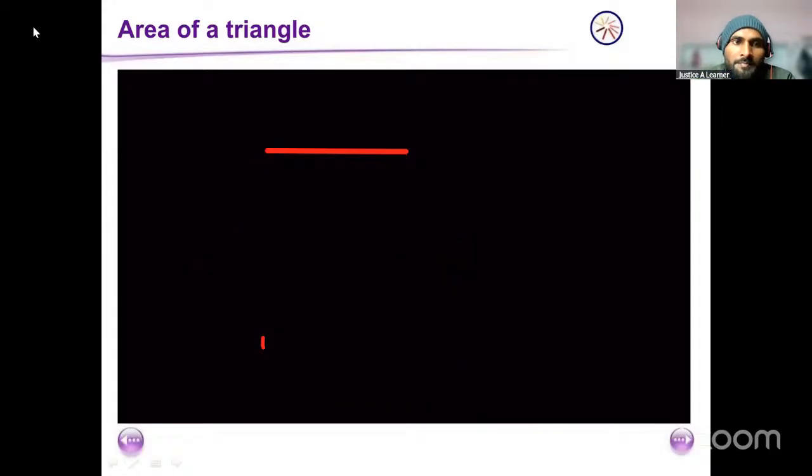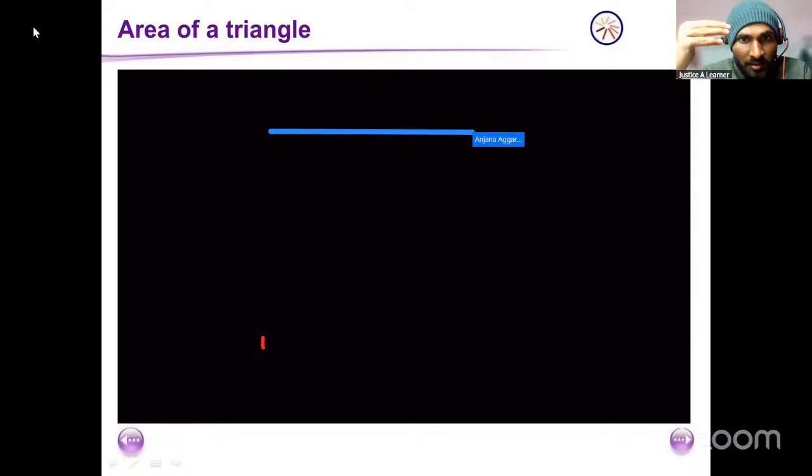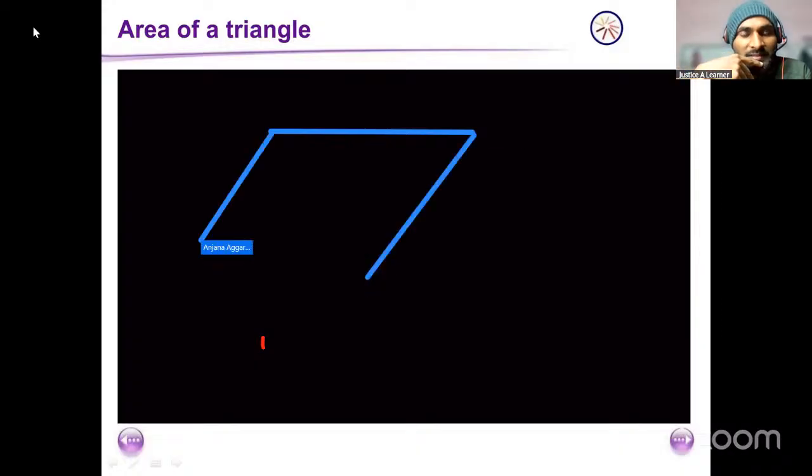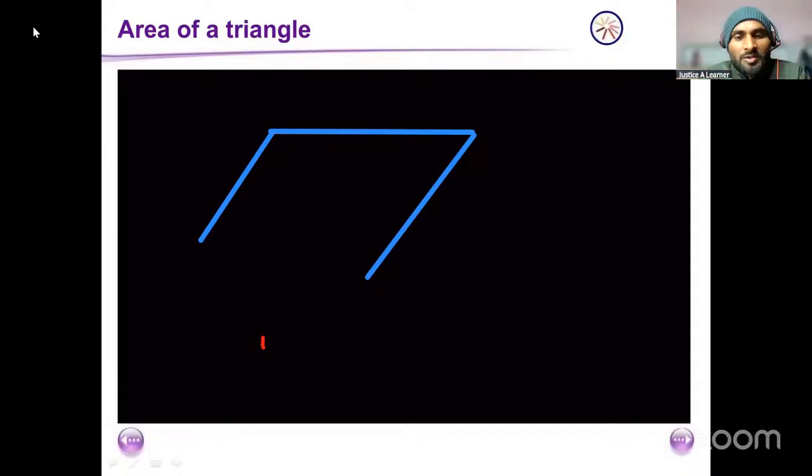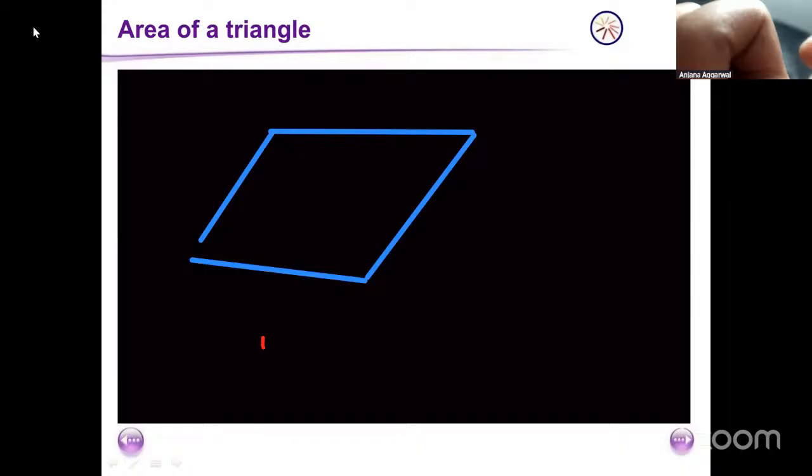What about a parallelogram? What will be the area of a parallelogram? I don't know how to draw a parallelogram. It's simple. Parallelogram has a word common, that is parallel, so each side would be parallel. Do you remember what is the area of a parallelogram? No, you forgot that.